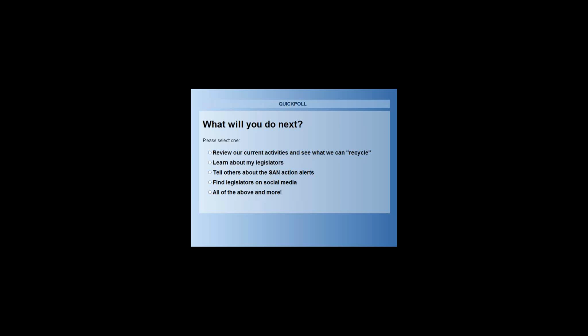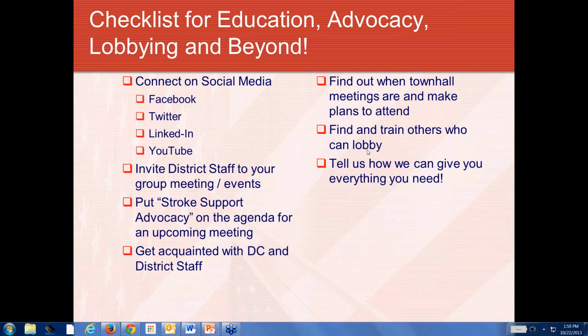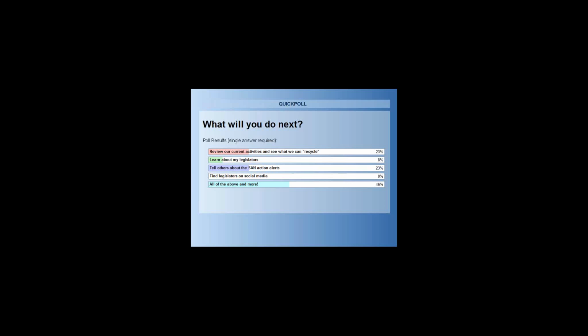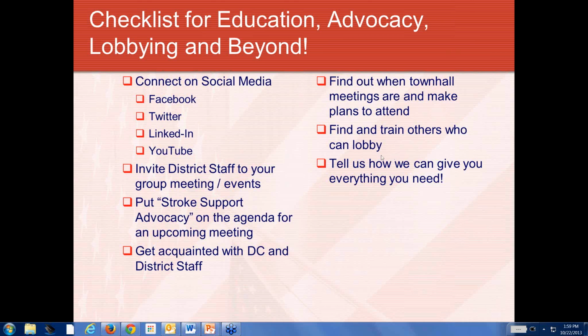All right, I'm going to close the poll. I'm going to share the results. So thank you. We've got a plurality of people who are going to do all of the above and more. So I really, really do these things. I can't tell you how important they are. I can't tell you how much they're needed. And really appreciate you taking the time. Get out there, go forth, and advocate.